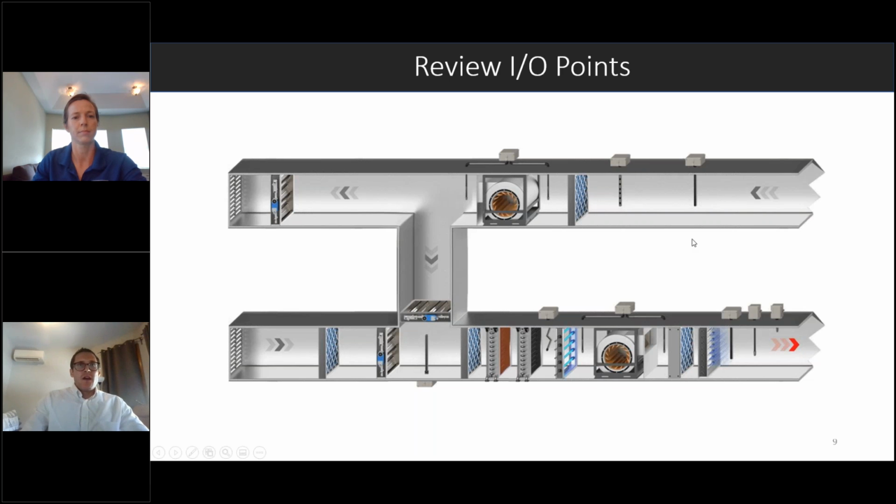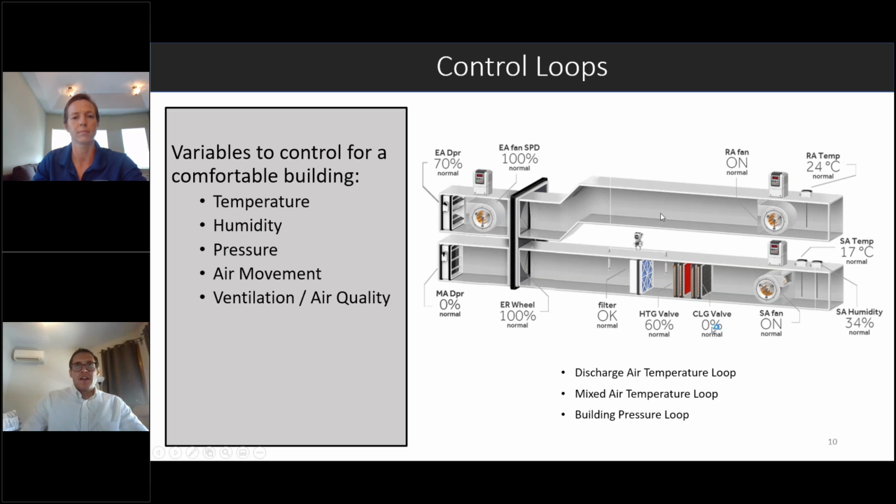So ultimately, what you're doing here is you need to control quite a few variables in your building. So it's not just temperature; it's a lot more than that, to make a comfortable and safe building. So temperature, humidity, pressure, air movement, and making sure you get those proper air changes, a lot of good ventilation within that building are all very important to have a comfortable building and make sure that it is a safe environment.